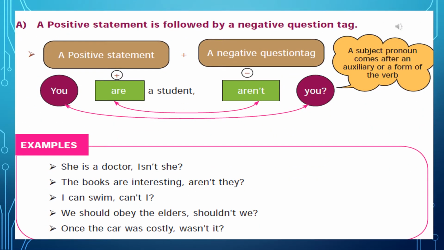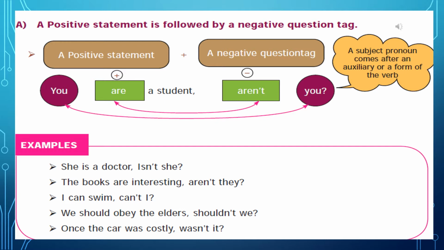Now let us see the structure of the question tag. First one, a positive statement is followed by a negative question tag. Here you have a sentence. You are a student. It's a positive sentence. It will change to a negative question tag. Here, are will also be added with not. So, aren't you.